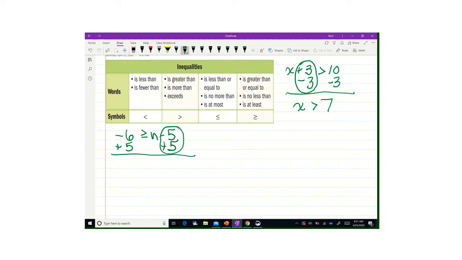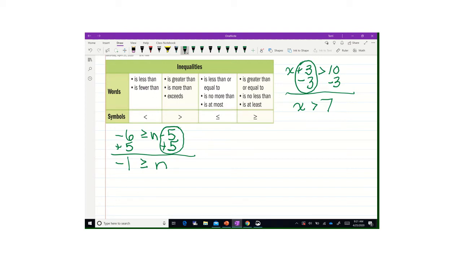These two together make our 0. All we have left here is n. We keep our symbol is greater than or equal to, and negative 6 plus 5 is a negative 1. So negative 1 is greater than or equal to n.